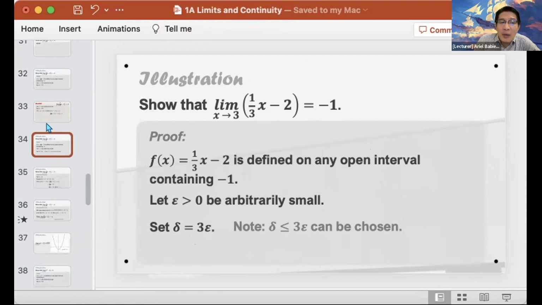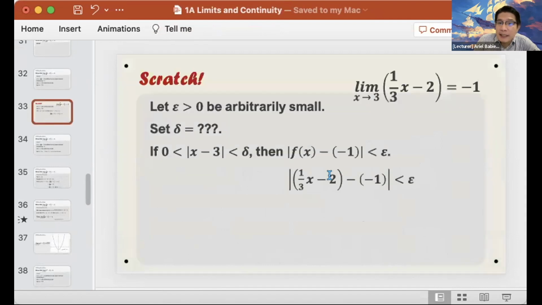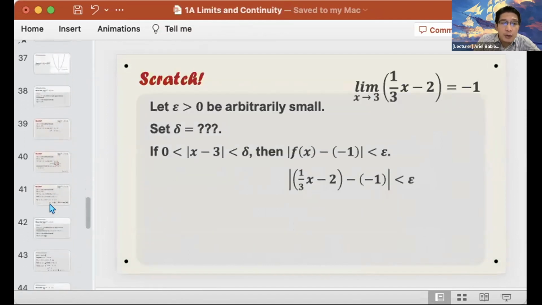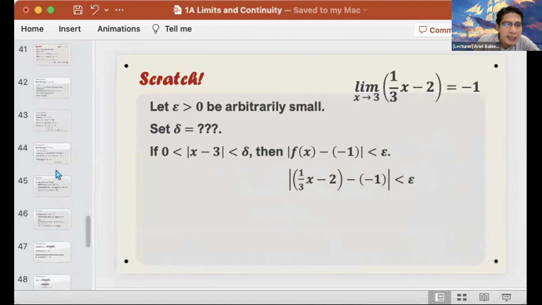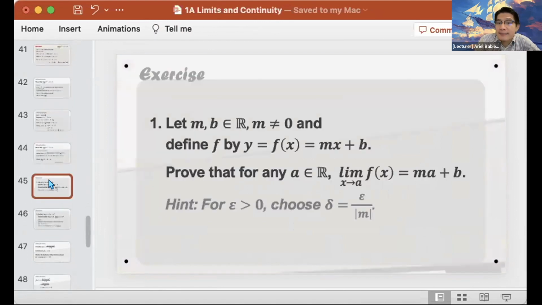I showed you how we arrive at 3 epsilon for this specific case. And for sure, if you're going to do the Scratchworks, you can also do it for this general case. Okay? So hindi na natin siya gagawin for now. But then again, for the general case, for the linear function, for epsilon greater than 0, the choice will be delta equal to epsilon over absolute value of the slope. You have an exercise this afternoon. So regarding this one, now you have an idea how to choose the delta for a linear function.